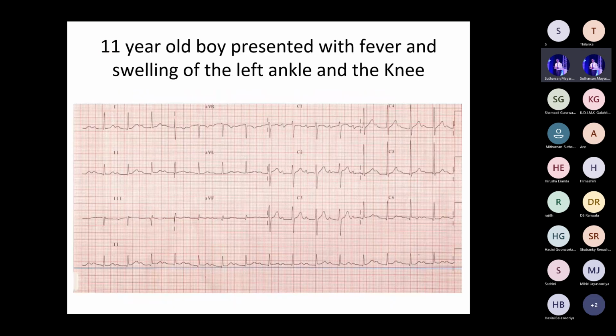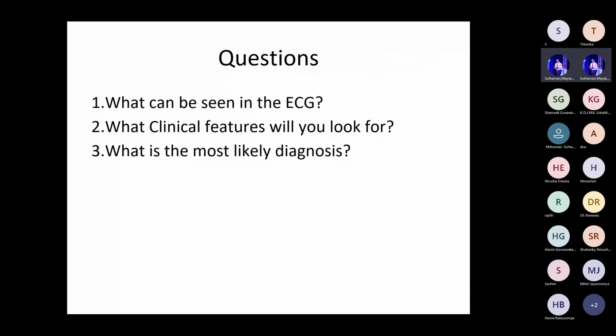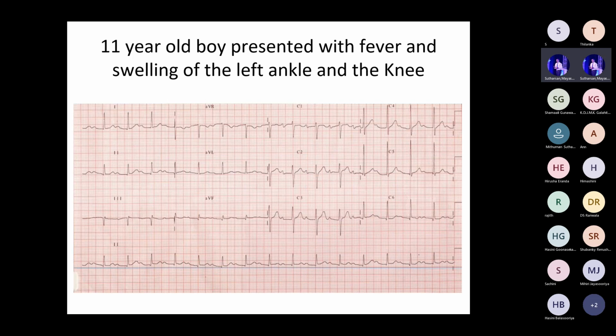Fever, swelling of the left ankle and the knee. What ECG finding? What other clinical features are you looking for? What is the diagnosis? Okay, what is the ECG finding at a glance? Yeah, prolonged PR interval, that's all. So it's first degree heart block. More than 200 milliseconds PR interval, first degree heart block, with knee swelling, ankle swelling, fever, what is this? Rheumatic fever.